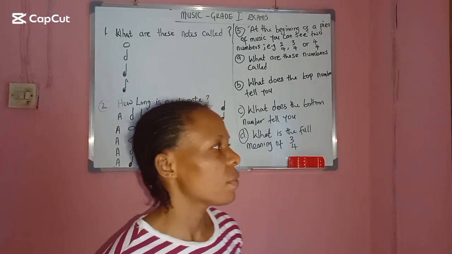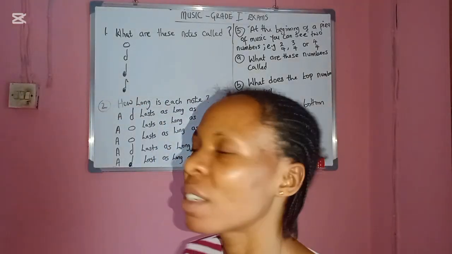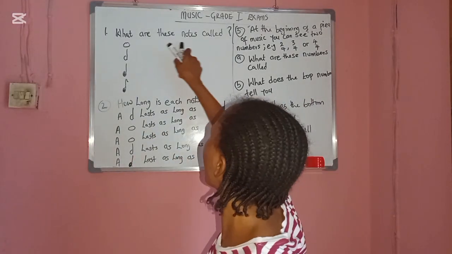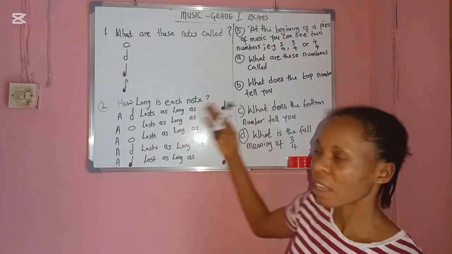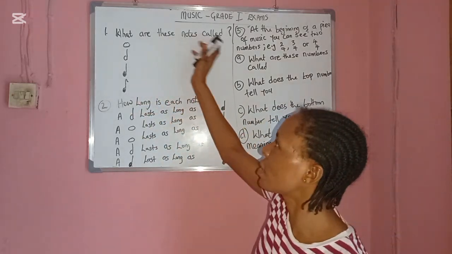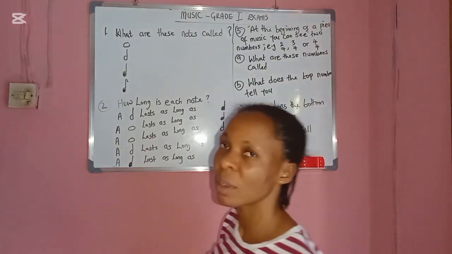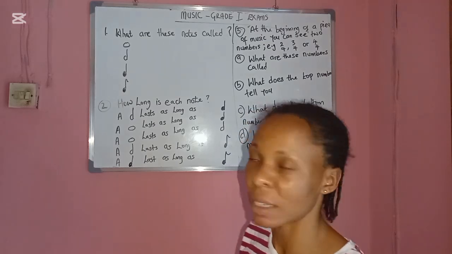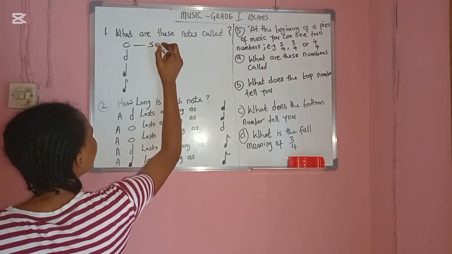My happiness is that if you've been following me, there's no way you will not be able to answer this question. So number one question says, what are these notes called? So let's see. These are the questions. What are these notes called? Let's see if you've gotten it rightly. Meanwhile, this is the ABRSM syllabus for grade 1 examination. So let's see if you've gotten it correctly.